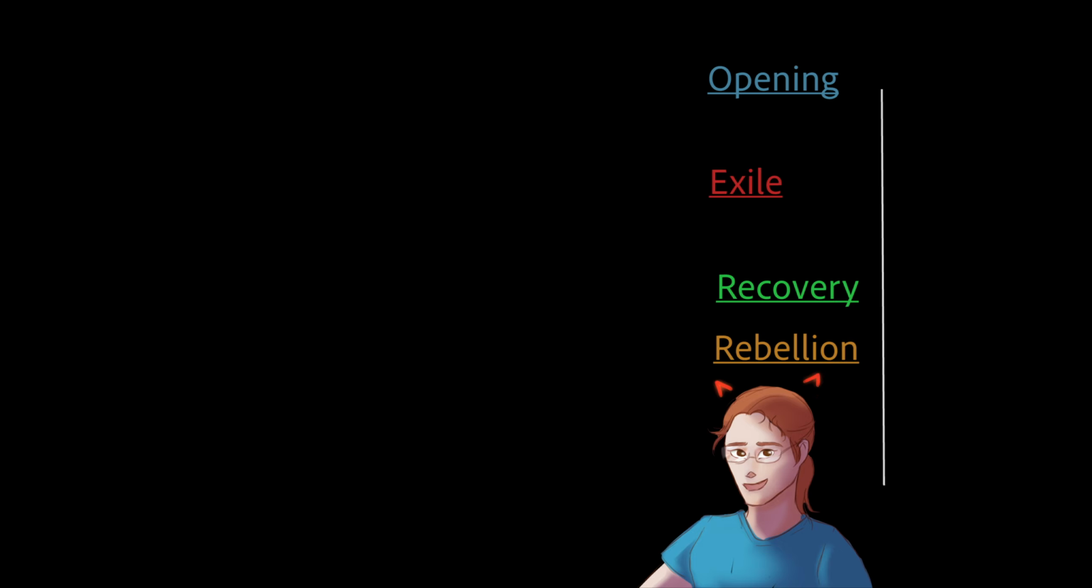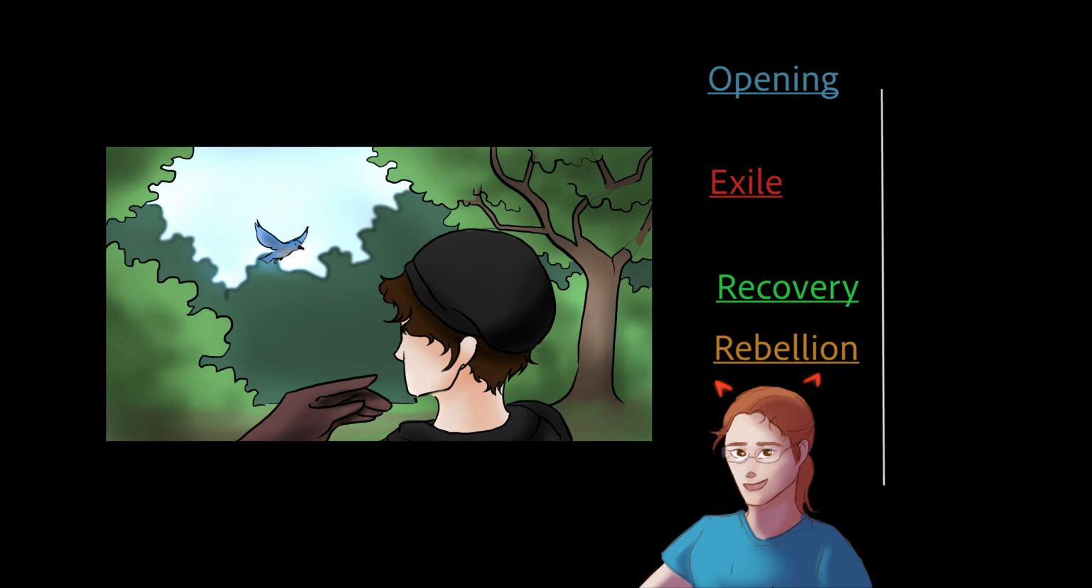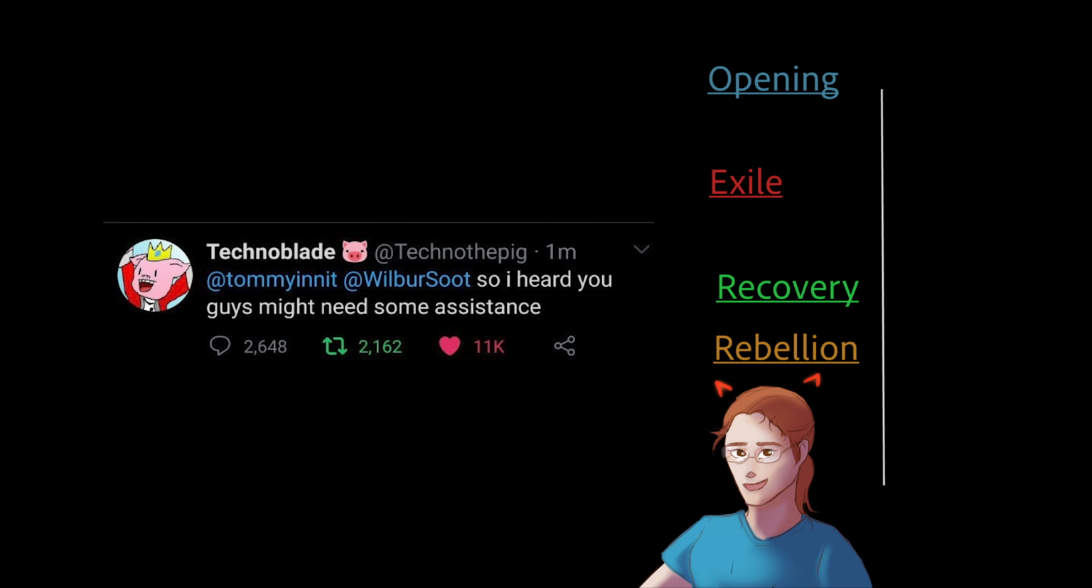Technoblade! Okay, so a couple things here. The first thing I want to talk about is this short sequence of Wilbur and the bird flying down. No one questioned this, no one pointed it out, but this is supposed to be the literal interpretation of Twitter. You know, Technoblade tweeted out, and then they brought him onto the server, so that's what that's supposed to be.